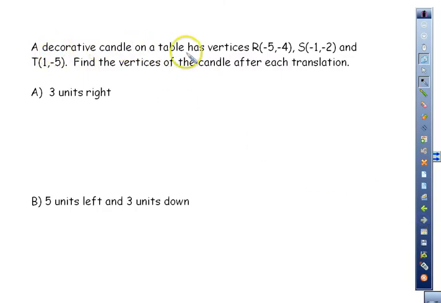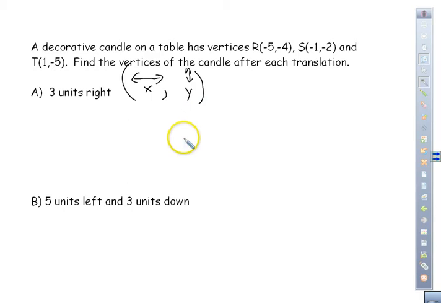So it says a decorative candle on a table has vertices of what's listed. Find the vertices of the candle after each translation. All you have to do is literally use what we just had here. Okay? So if I'm moving left to right, that is going to change the x-axis. Okay? So left or right deals with the x. If I'm moving up or down, that's going to affect the y-axis. Okay? And to the left is negative, right is positive, up is positive, down is negative.